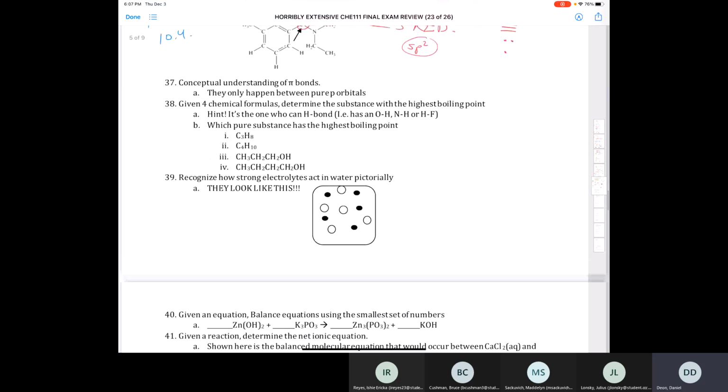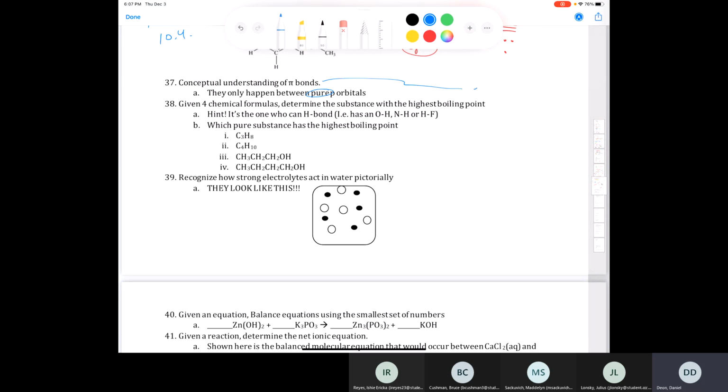Anyhow, conceptual understanding of pi bonds: they only happen between unhybridized p orbitals. When it says pure, that means unhybridized p orbitals. So you should know that the pi bond is formed by a side-to-side overlap of p orbitals like this. They overlap side to side like that.